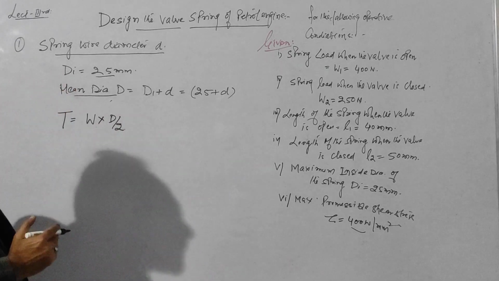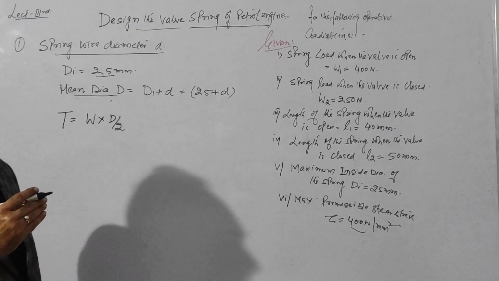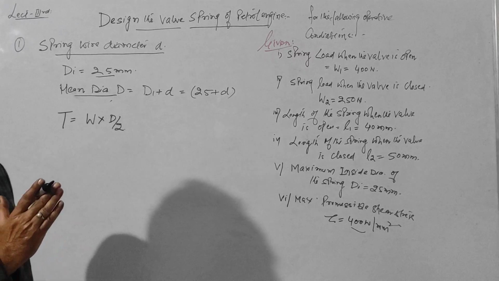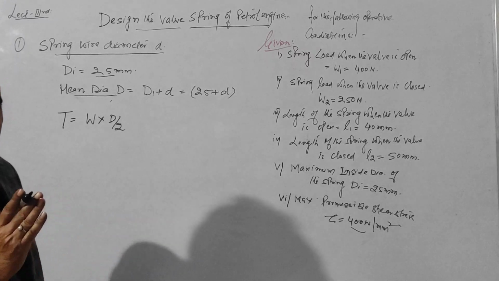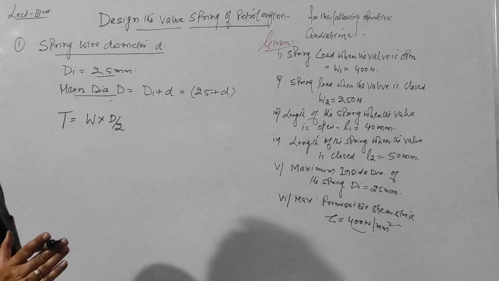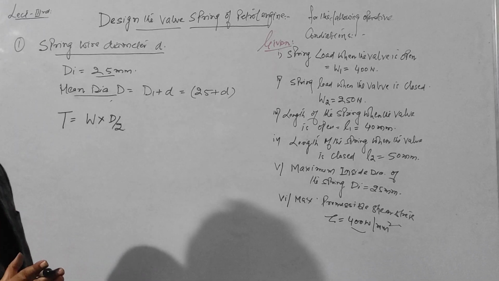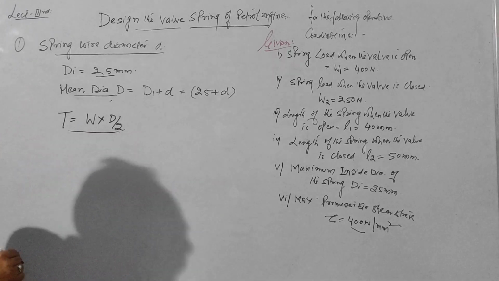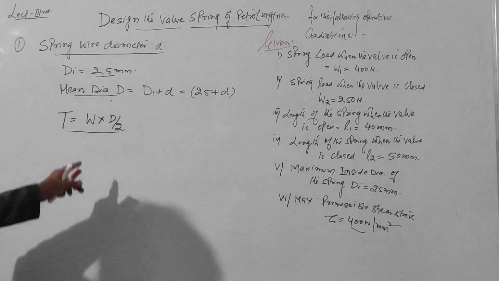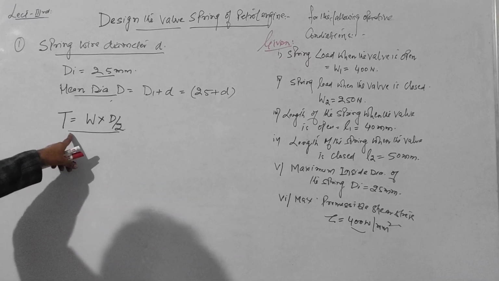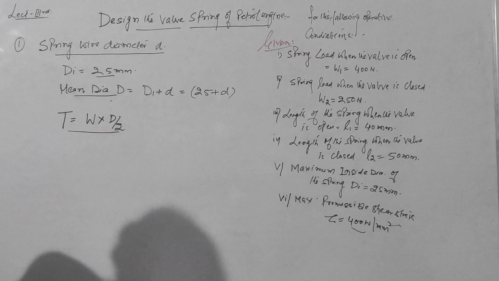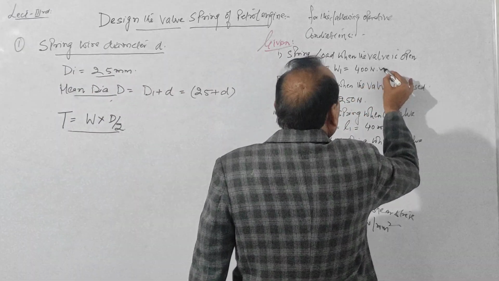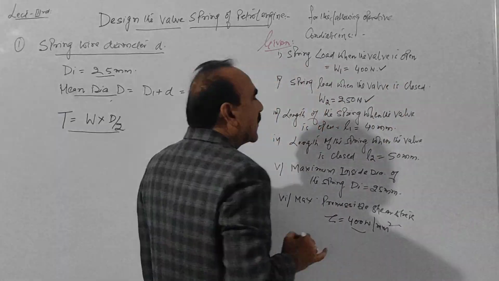When the load is acting at some distance from the axis of the cross section, then what happens there? Twisting moment will act on the cross section, right? So the twisting moment is this one, T is equal to W into D by 2, right? So we will take this relation. Now, W ki value jo hai, ye bhi diya hai, 400 newton and 250 newton.